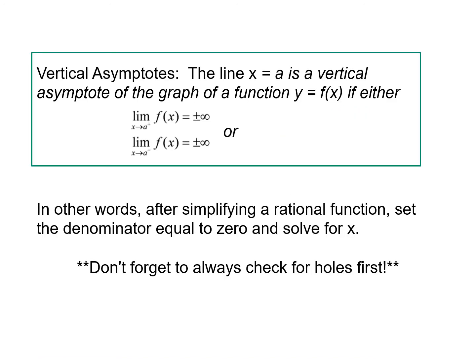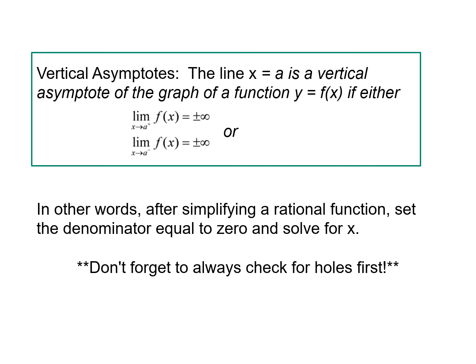So vertical asymptotes, again, we described those when we were studying our rational functions. It says the line x equals a is a vertical asymptote of the graph of the function y equals f of x if either the limit as x approaches a from the right of the function is approaching positive or negative infinity, or the limit as x approaches a from the left of the function is positive or negative infinity. So in other words, after simplifying a rational function, set the denominator equal to 0 and solve for x.